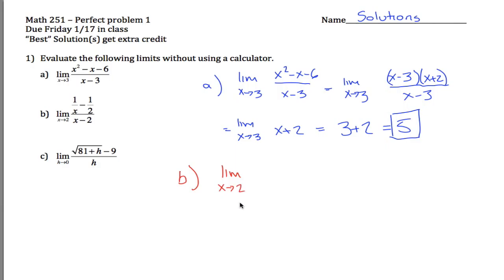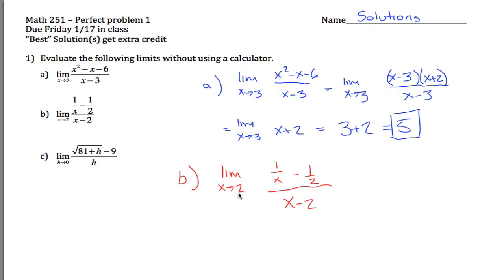Trick will be very similar. Now we want the limit as x approaches 2 of 1 over x minus 1/2 divided by x minus 2. It'd be nice if I could just change all my x's into 2's, but I can't. Try doing that, you'll get 0 divided by 0. What that's saying is this expression has a hole when x equals 2.